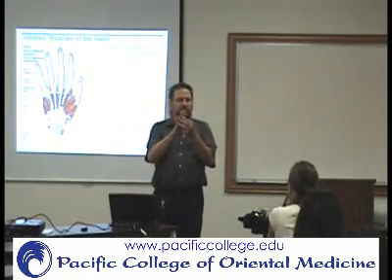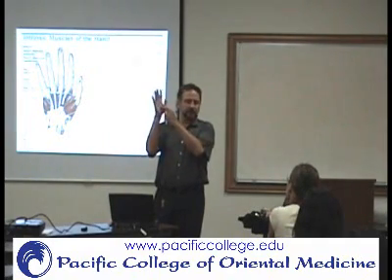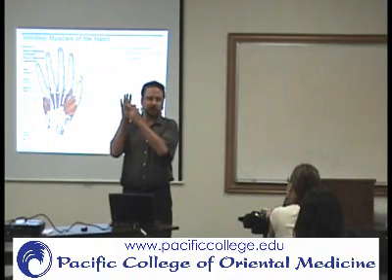So the ones that go farther into the distal part of the fingers are muscles that come from the forearm. The ones that are in the hand are usually going to go more towards the proximal part of the fingers.